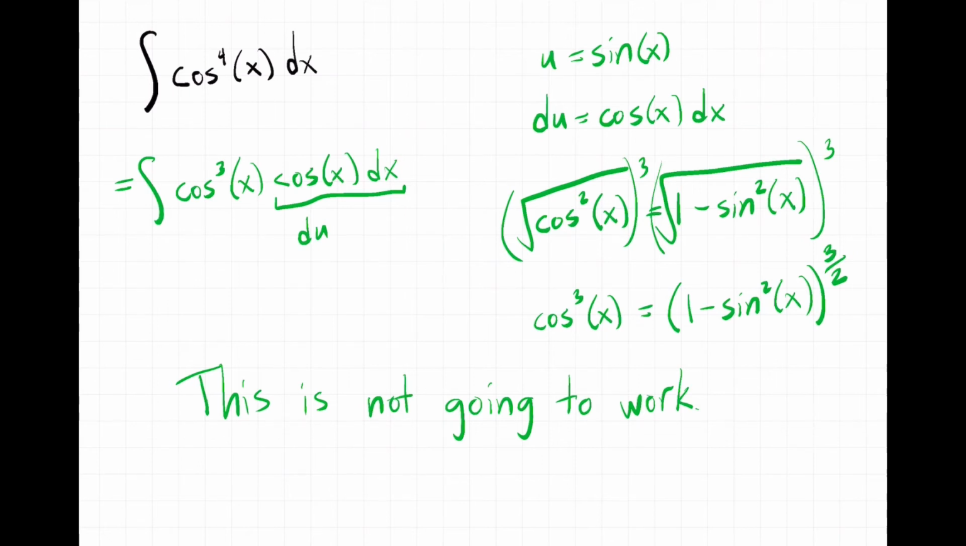This time we're starting with an even power on the cosine of x. If we split off one of those cosines to be our du, what remains is cosine cubed, and we will not be able to use this Pythagorean identity without a lot of square roots that make everything much too hard to solve. So let's back up and try something different.